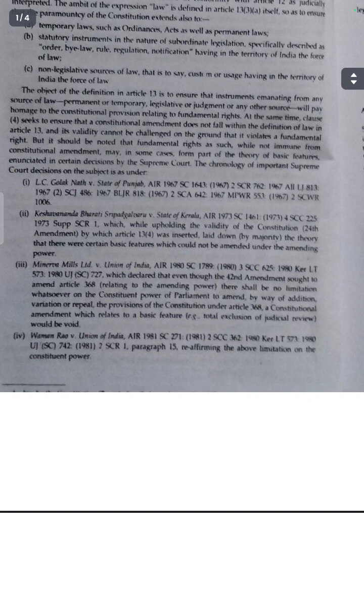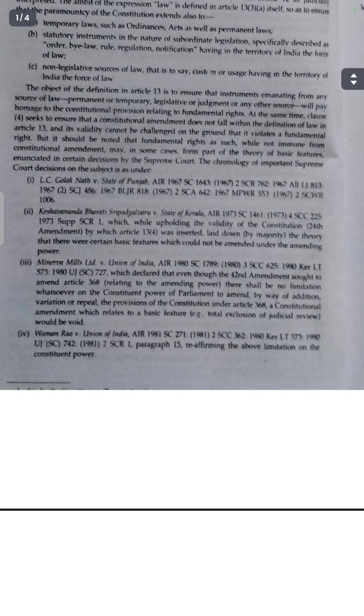The object of the definition in Article 13 is to ensure that instruments emanating from any source of law, permanent or temporary legislation or any other source, pay homage to the Constitution in relation to the fundamental rights. At the same time, clause 4 ensures that a constitutional amendment does not fall into the definition of law in Article 13. Its validity cannot be challenged on the grounds of violating fundamental rights.